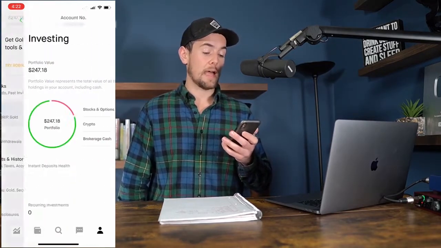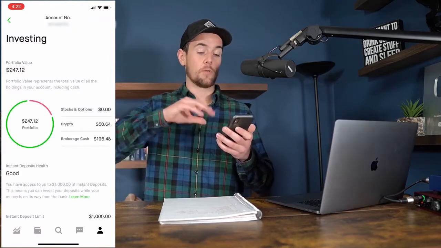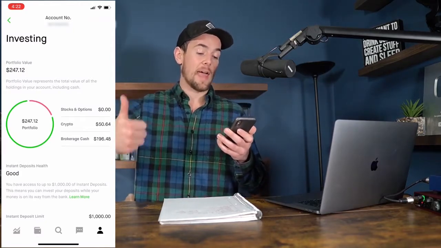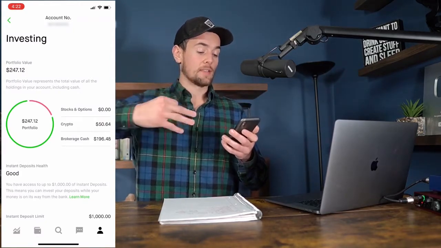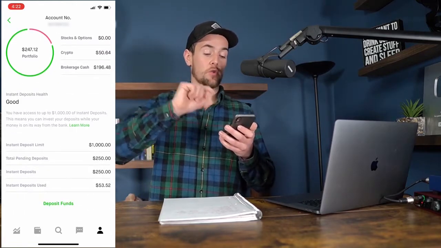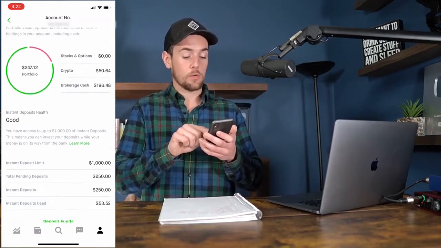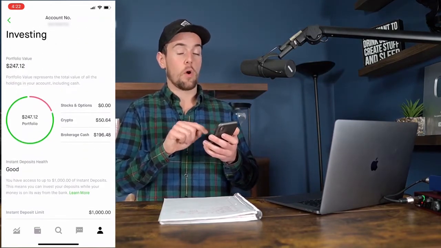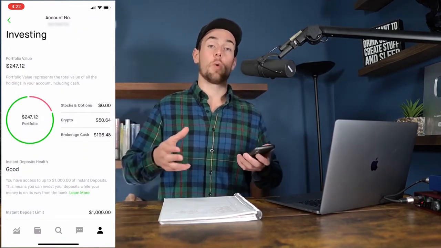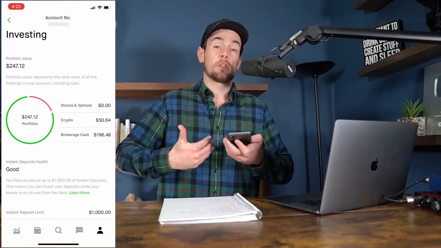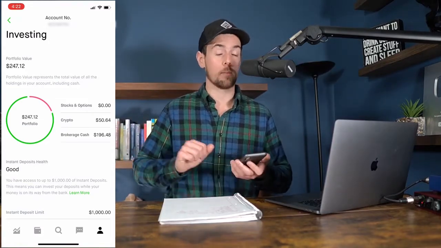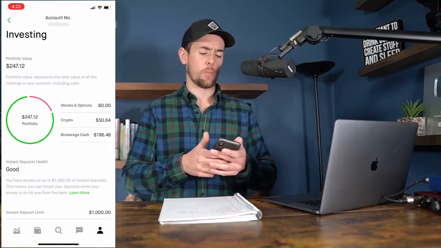You can take a look at your different balances and get an idea of your total asset allocation between cash, crypto, and stocks and options. It shows you your instant deposit limits, pending deposits, different things like that. And it will also give you an idea here if you are utilizing margin, whether or not you have a healthy amount of deposits or if you're at risk for a margin call, but it's a little bit above and beyond the scope of this video.